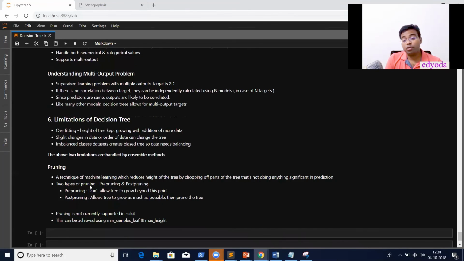Pruning is unfortunately not available directly in scikit-learn, but you can achieve the same thing by configuring the minimum samples per leaf, that is, the minimum number of samples you want at each last node, and the max height. Using this, you almost achieve the same concept as pruning.